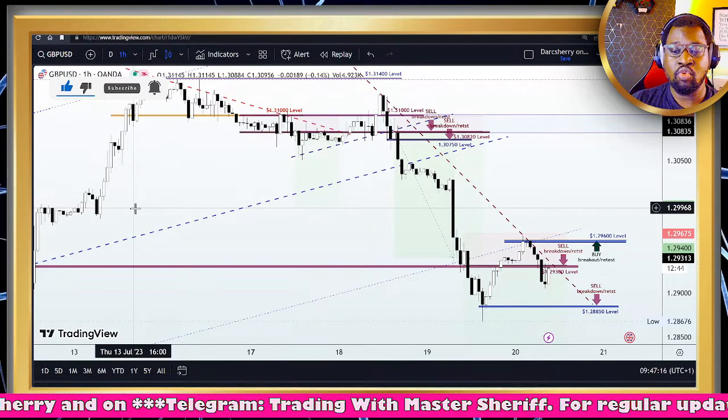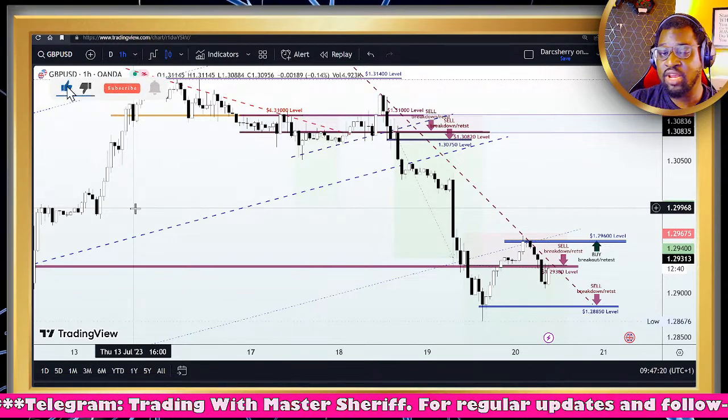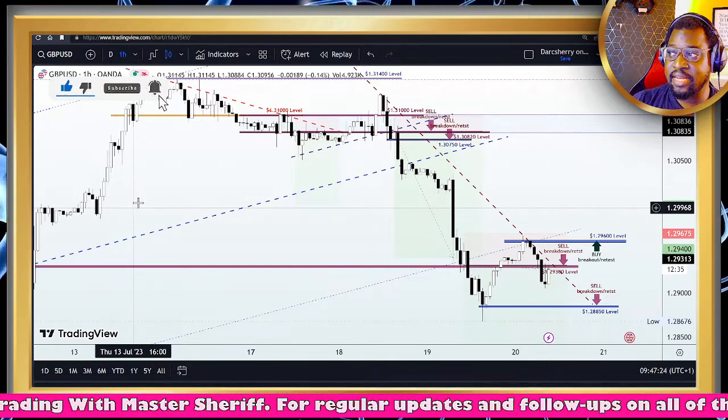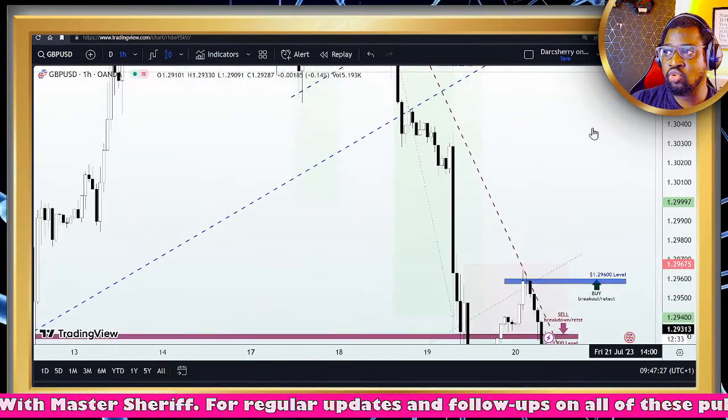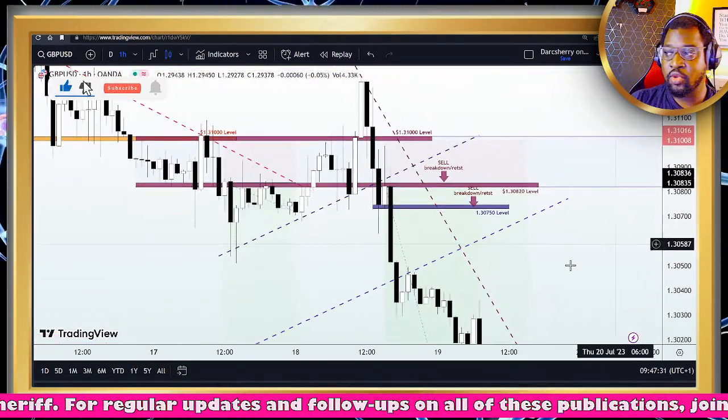So let's run through what our expectations were at the beginning of the week and what really incited the idea of selling the pound sterling. Now let's zoom right to how the week started for us here on the GBPUSD.